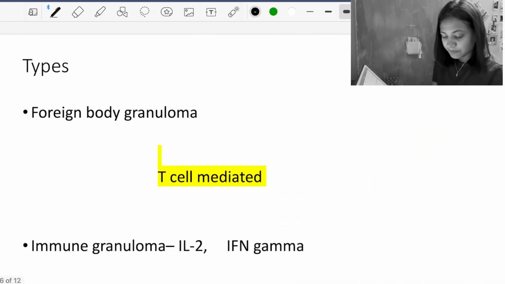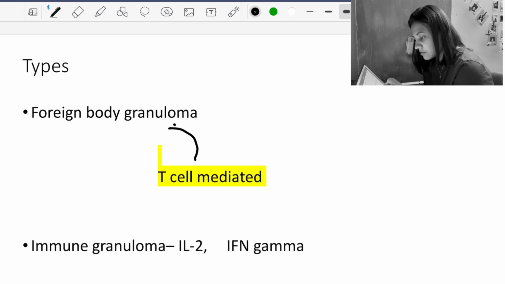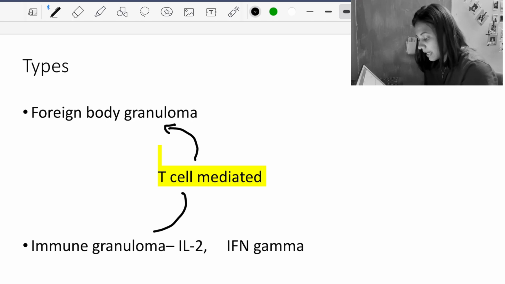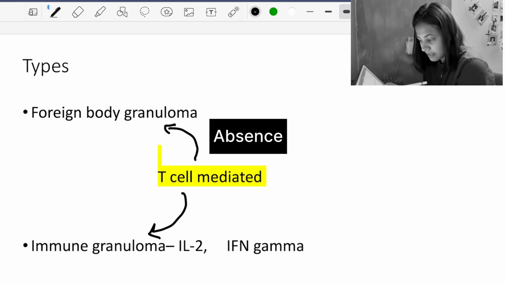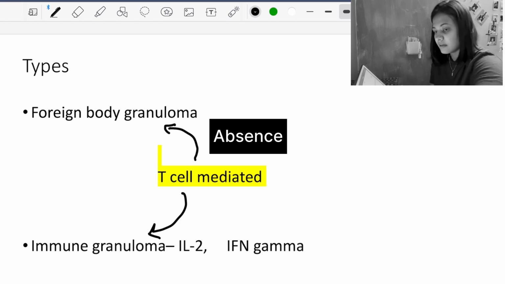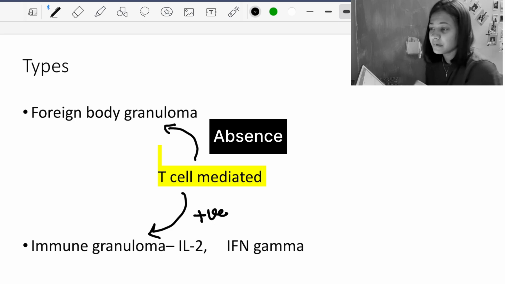What are the types of granuloma? Based on the T cell mediated response, they can be classified into foreign body granuloma and immune granuloma. Foreign body granuloma has an absence of T cell mediated response, and immune granuloma has a T cell mediated response.